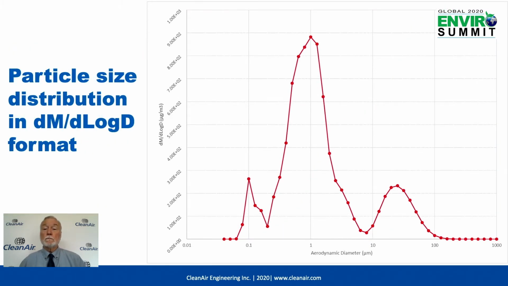The next graph is one that gives you real visual import about the nature of how the particles are generated. This is what we call a DMD log D, the difference in mass with respect to the log of the diameter. Again, we have diameter across the bottom on a logarithmic scale, and up here we have concentration based on how much was collected on each stage. What you see right here are called modes. Most emissions are a bimodal distribution; they have 2 distinct formation mechanisms. This one happens to have 3.